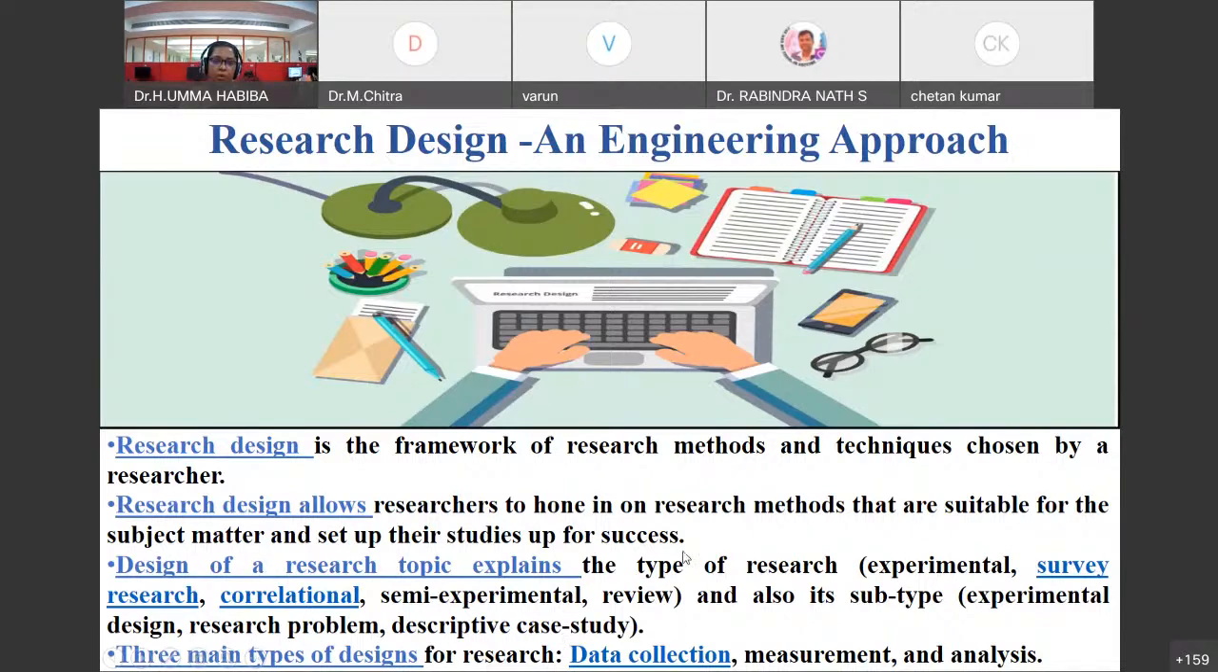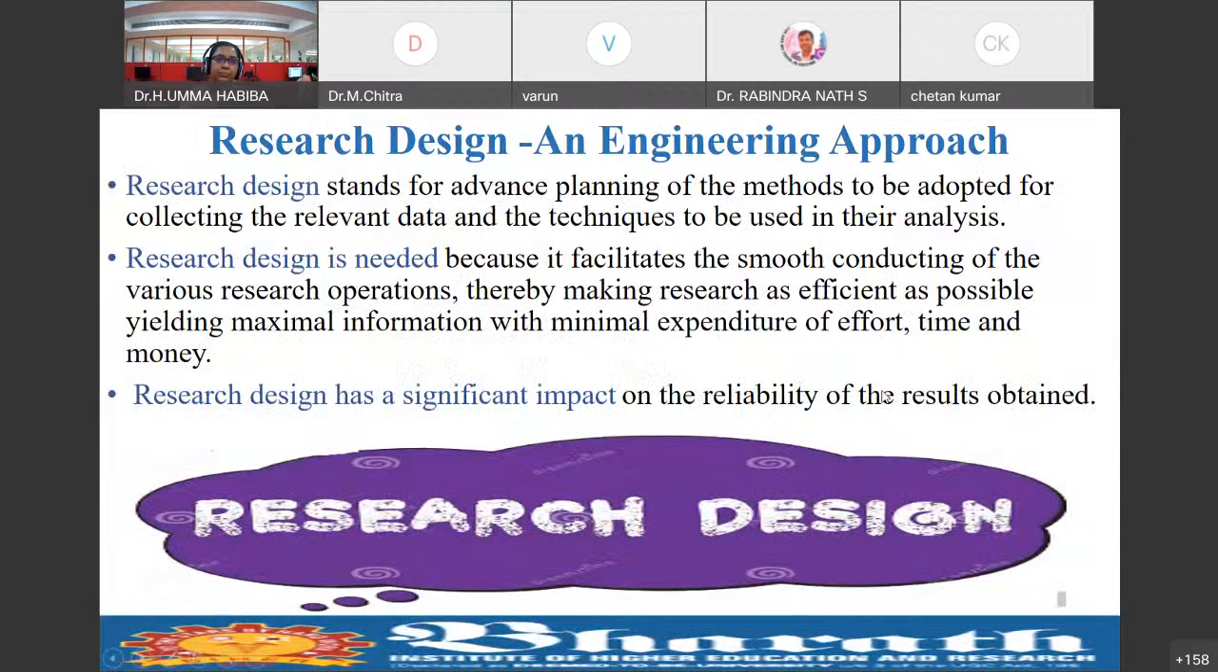So when we talk about research design, it explains the type of research. It may be experimental, survey research, correlational, semi-experimental, or descriptive. The three main aspects of research design are data collection, measurement, and analysis. Research design stands for advanced planning of the methods to be adopted for collecting the relevant data and the techniques to be used in their analysis.